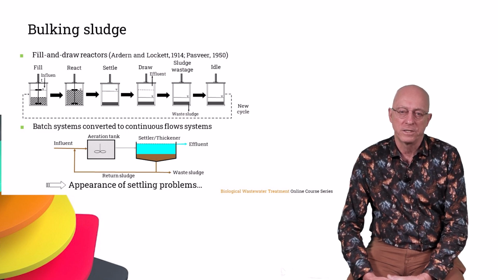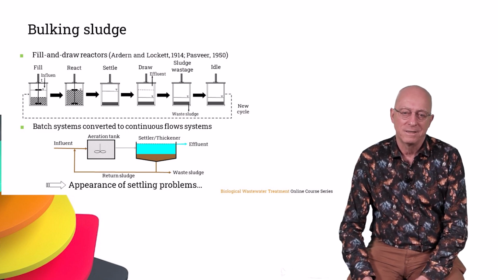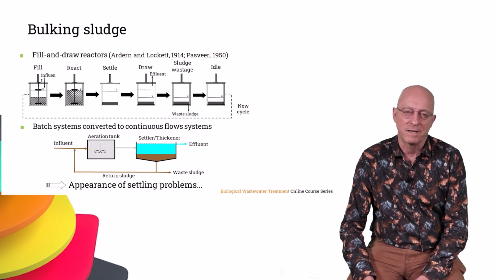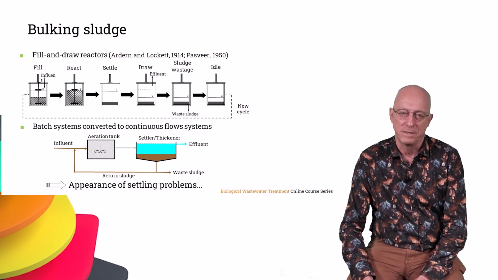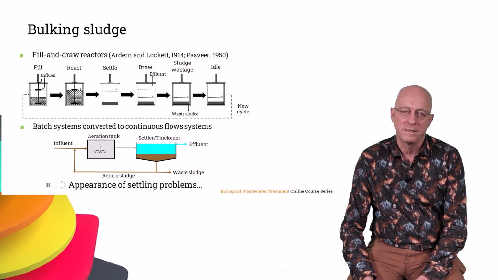Now, bulking sludge occurs several times in the development of wastewater treatment processes. The original process in 1914 for general wastewater treatment and in 1950 for nitrogen removal were fill and draw reactors, or sequencing batch reactors as we call them. They fill at a certain moment. You have a react phase, a settle phase, a draw phase, wastage and an idle time.